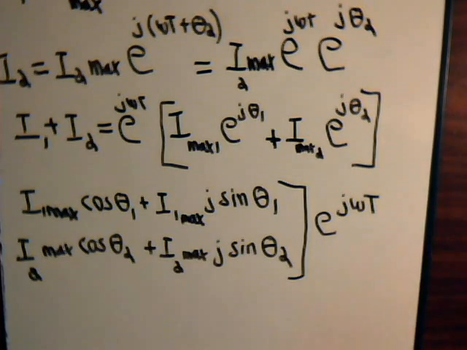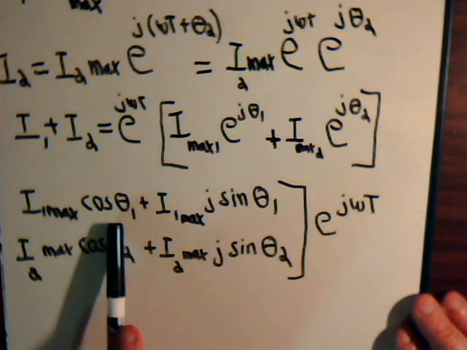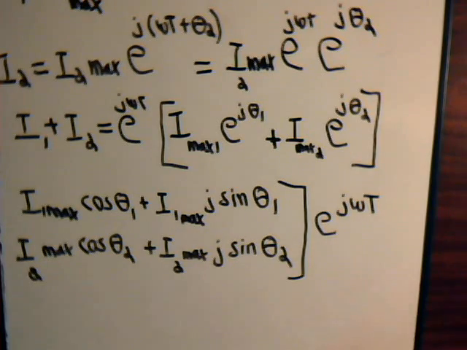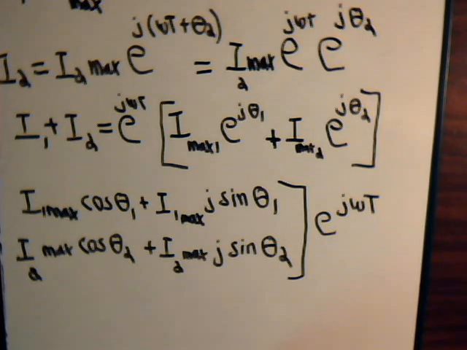But here's the important part then. Look what we have. We have I1 maximum times the cosine of theta 1, I2 maximum times the cosine of theta 2, and here we got the sine of theta 1 and the sine of theta 2. Well, remember back now to our previous videos. When we were adding phasors, what were we doing? We were adding the x components together first, then we were adding the y components together after that, and then that gave us the two vectors added together. And how did we get the x components?